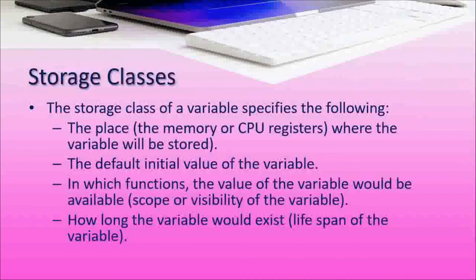Then the storage class gives out what should be the default initial value of the variable. Whenever you declare a particular variable, it is allocated some memory space. The memory space may be in the RAM, or it can be in the CPU register. When that memory is allocated to the variable, whether the variable takes the value that is already written in that memory location, or whether it rewrites the data within that memory location, that is the default initial value.